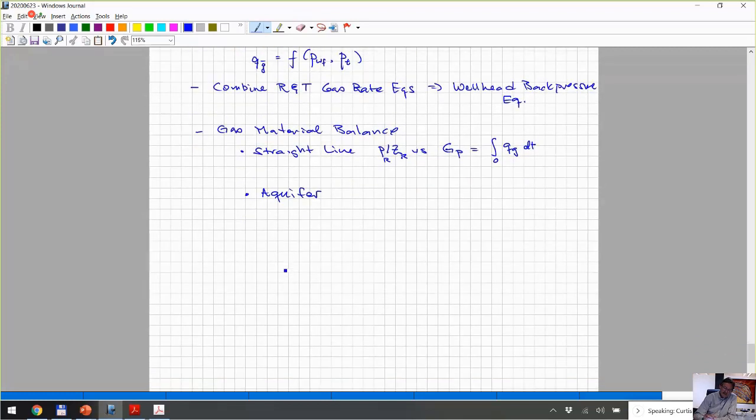And what the gas material balance basically gives us is what? It gives us how the average reservoir pressure varies as a function of how much gas has been taken out. Okay. So it's depletion.